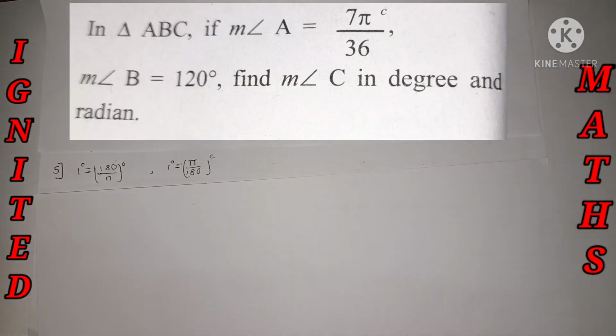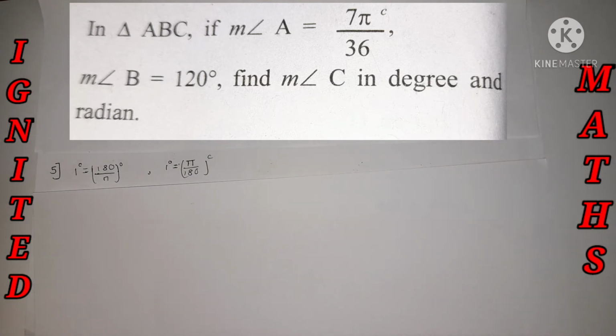In triangle ABC, they have given the measure of angle A in radian form, and the measure of B is given in degree form, and we need to find the measure of angle C, in radian and degree form. Yes, so we have the formula for conversion from degree to radian and radian to degree, as we have listed over here. So one is in radian and the other is in degree, so we need to convert at least one of the angles into degree or radian.